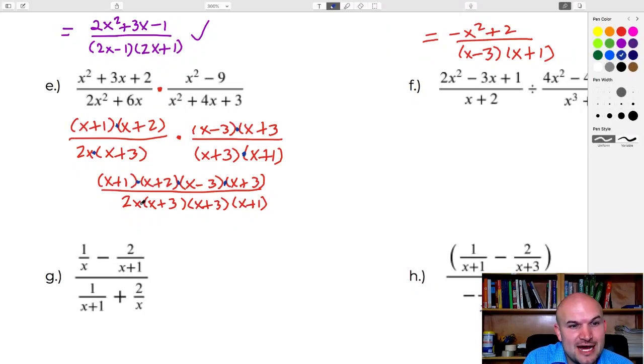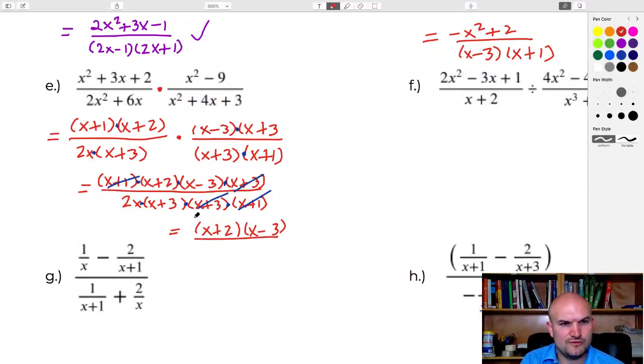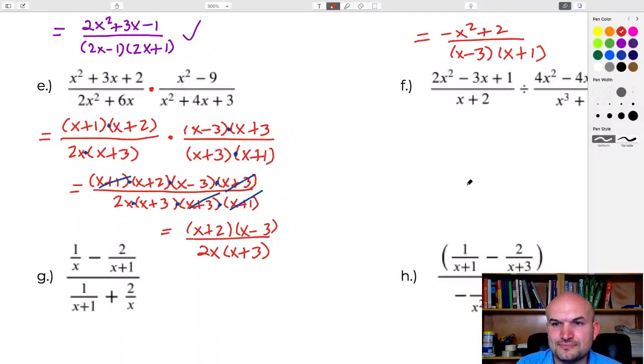So therefore, I can now apply the division property. You can see I have an x plus 3 and x plus 3, x plus 1 and x plus 1, and that's it. So everything I'm left with here, let's write some equal signs, is just going to equal x plus 2 times x minus 3 all over 2x times x plus 3. And again, you could simplify by multiplying that out, but for the sake of time and convenience, we'll just leave it in factored form.